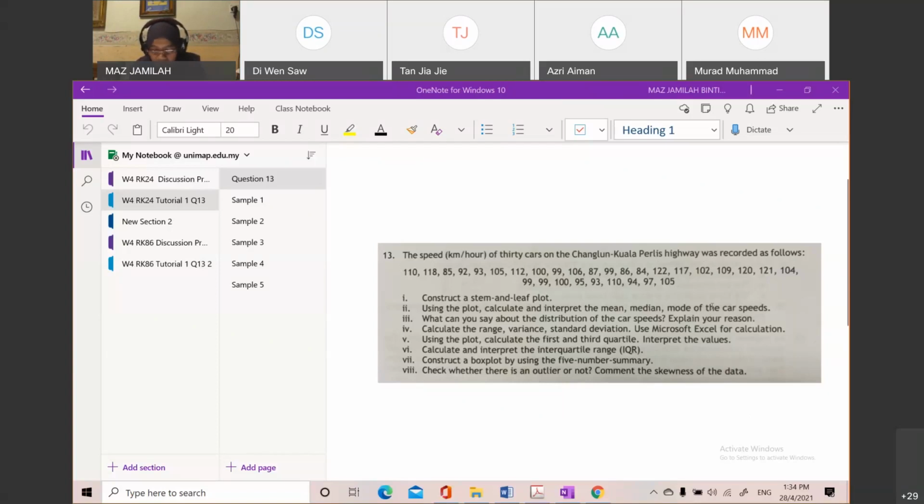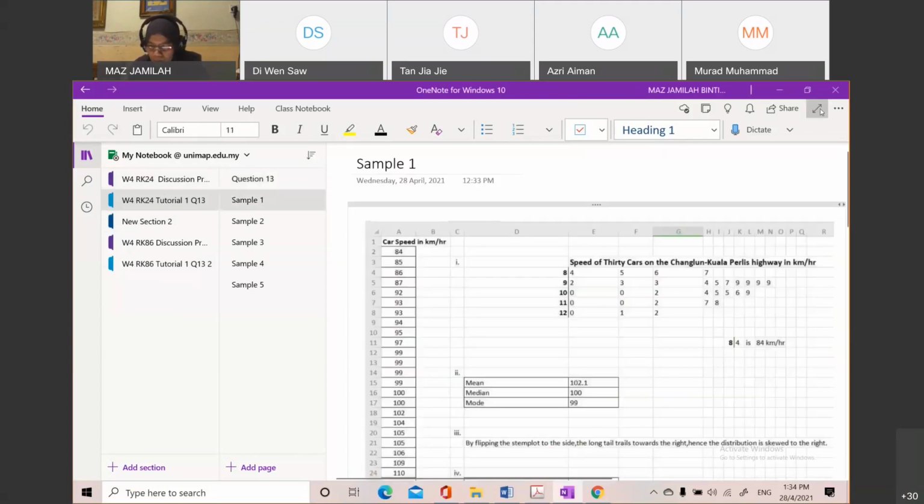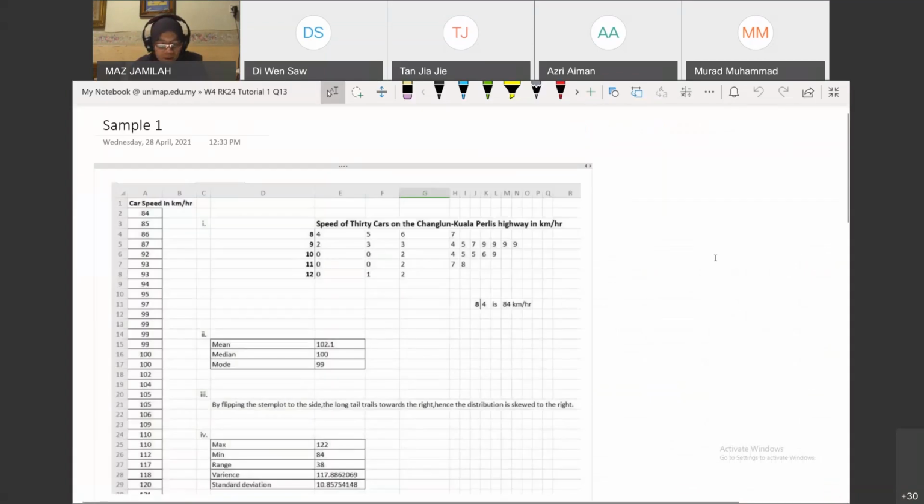Can everyone clearly hear my voice? Is it okay? Yes. Okay. Now, let us begin with the first part: construct a stem and leaf plot. For these questions I have a first sample. Let's look at the first sample.